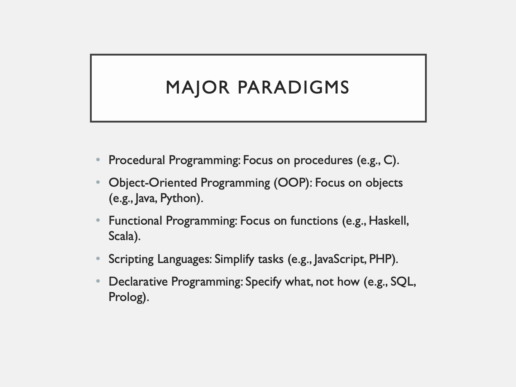modular, reusable code. For example, in Java, you can define a car class with attributes like color and speed and methods like drive or stop. You can then create multiple objects, cars, with unique characteristics.